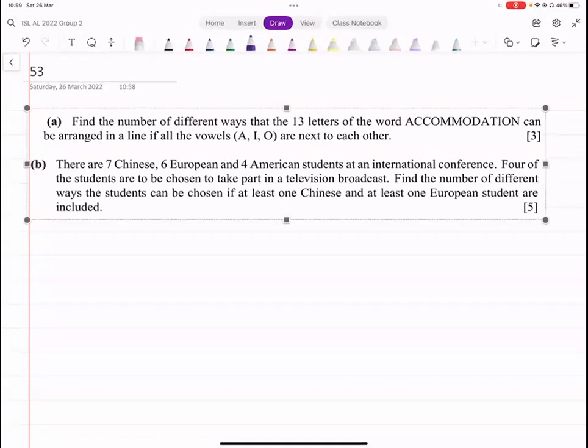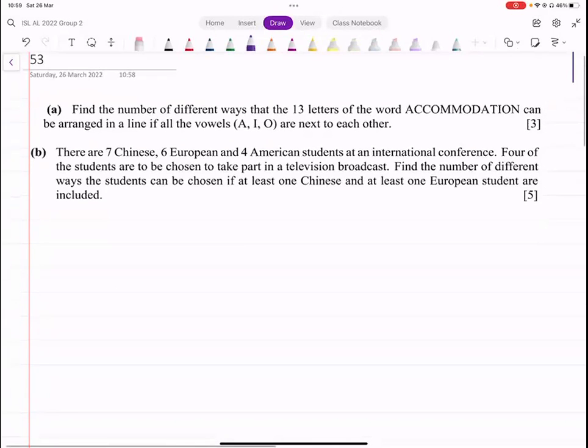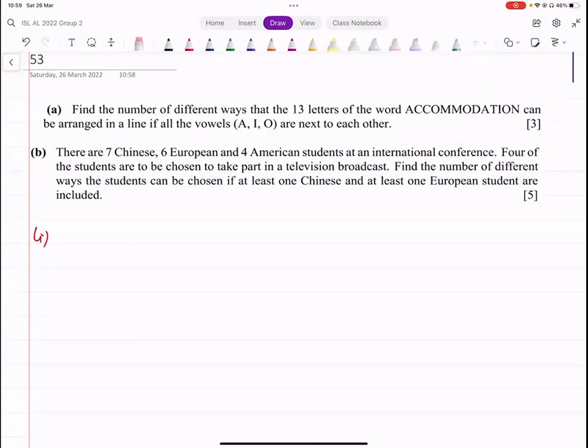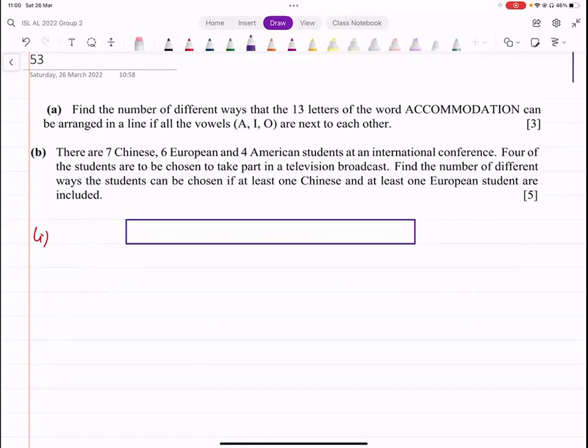Okay, let's try this. We have to find the number of different ways that the 13 letters of the word accommodation can be arranged in line if all the vowels are next to each other. Okay, we've done something very similar just right now. So we can be a bit quick about it. Number of different ways that we can arrange 13 letters. There are 13 letters in total. Let me make some boxes here. 13 letters hai. All the vowels have to be next to each other.